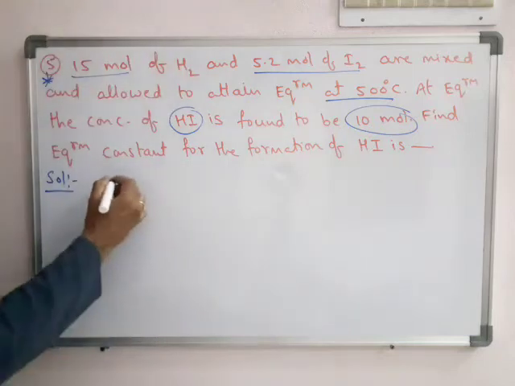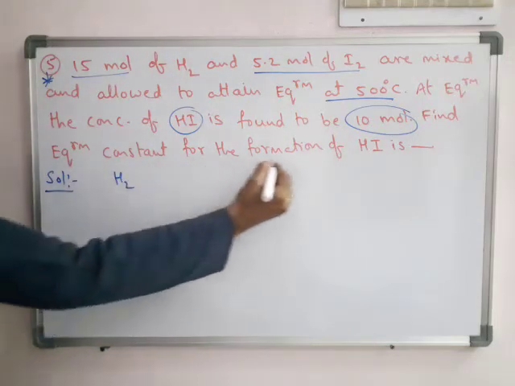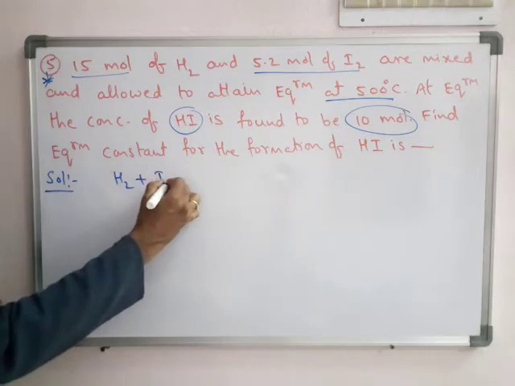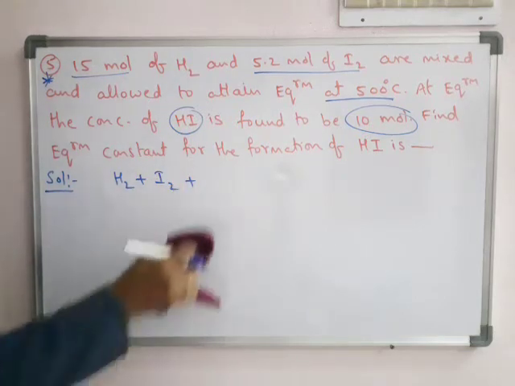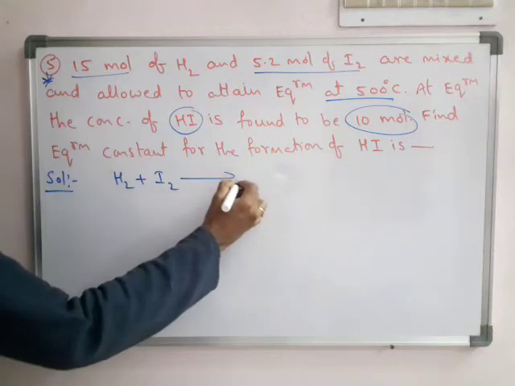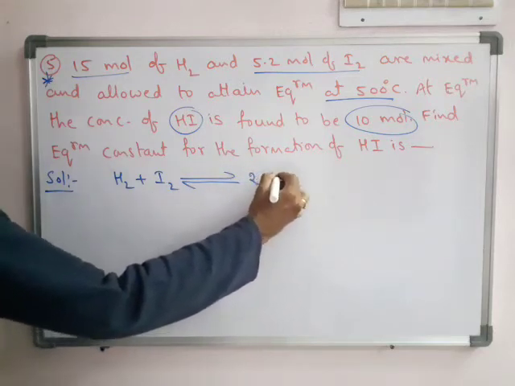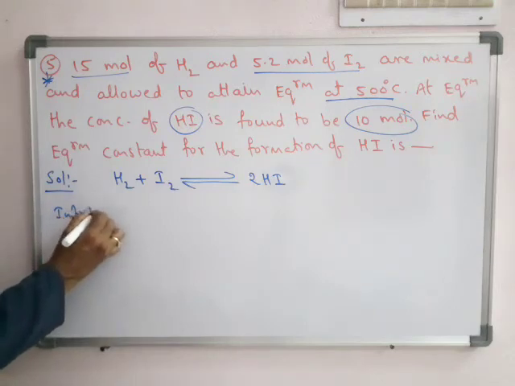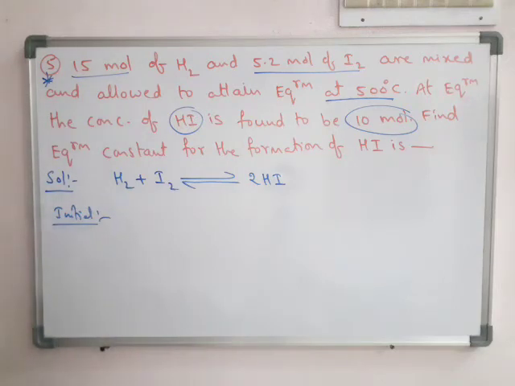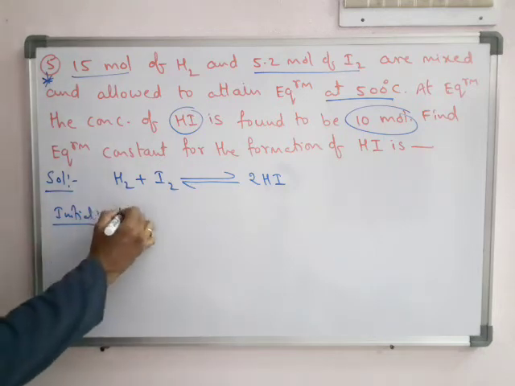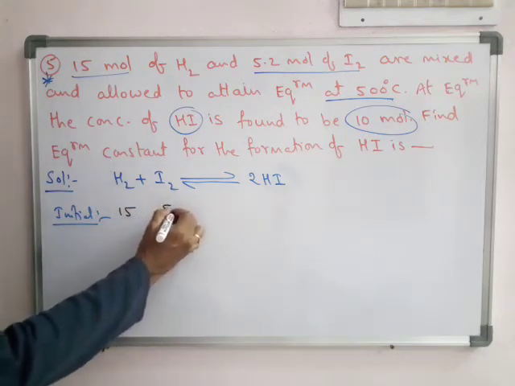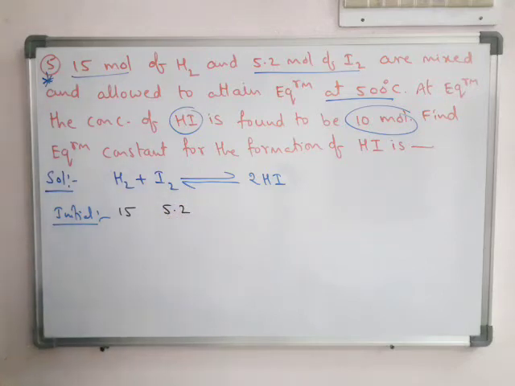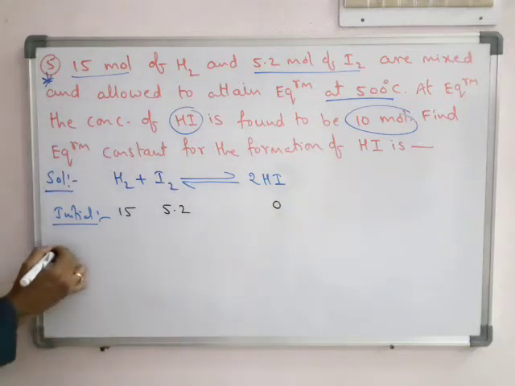Okay, so what is the reaction? You know that it's the formation of HI. Formation of HI means H2 plus I2 forming HI. What are the initial conditions? At initial condition, here it is taken 15 moles, here it is taken 5.2 moles. Next, what is the equilibrium condition?